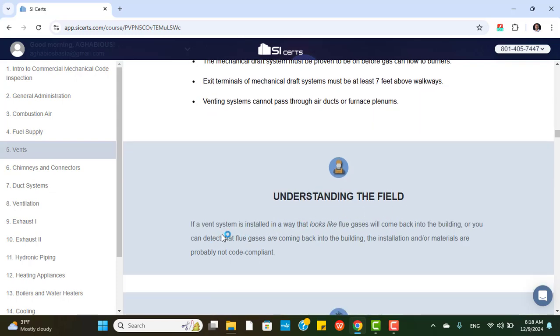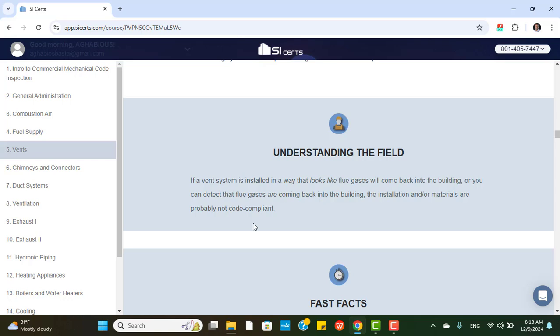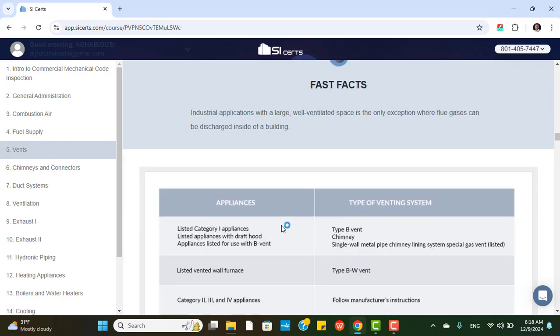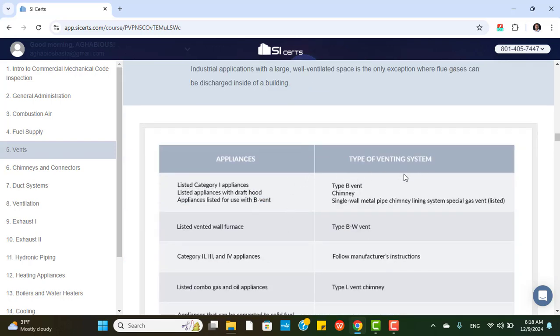Understanding the field. If a vent system is installed in a way that looks like flue gas will come back into the building, or you can detect the flue gases coming back into the building, the installation and or material are probably not code compliant. Fast facts: industrial applications with large, well-ventilated space are the only exception where the flue gases can be discharged inside the building.